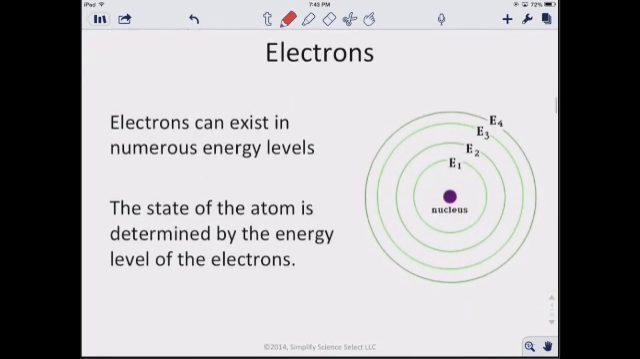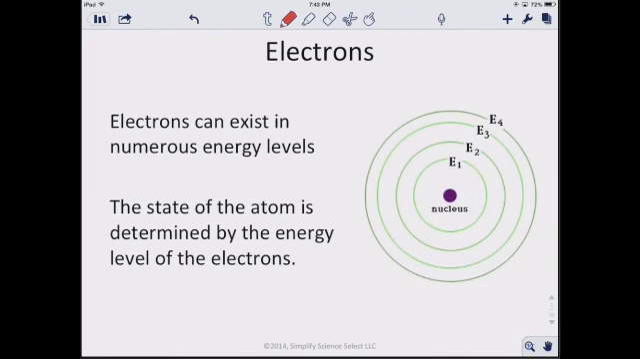Electrons. Now, electrons, what we've talked about so far, they're just negatively charged particles that orbit, they kind of move around the nucleus, and we've said that they're at distinct energy levels. But electrons can exist in a numerous amount of energy levels. The state of an atom is determined by the energy levels of an electron. And so we can have electrons in our first energy level, our second, third, fourth, and so on. And they can exist in all of these.